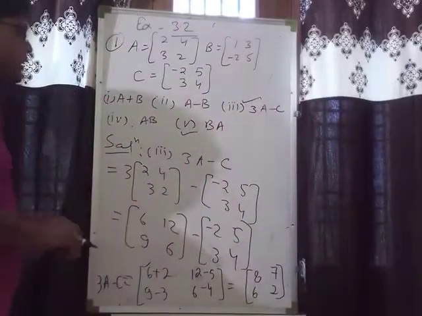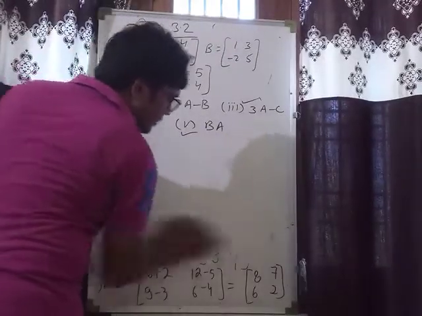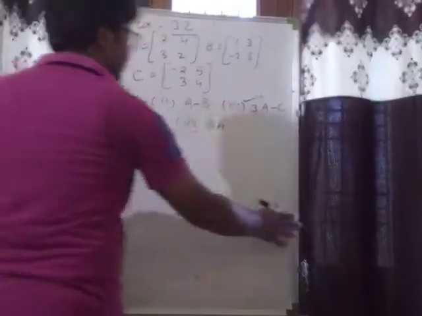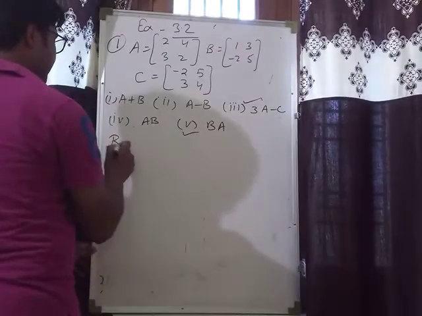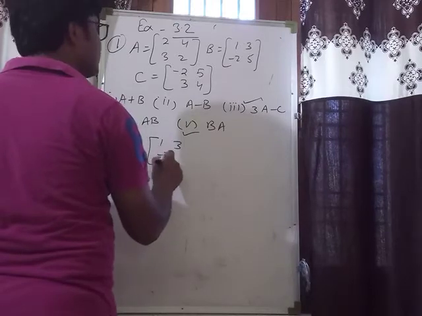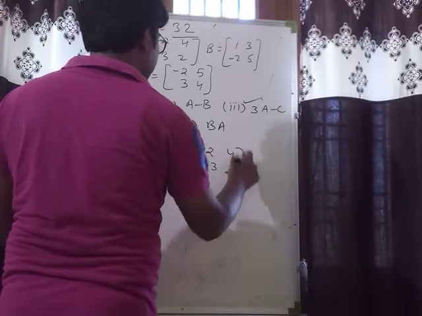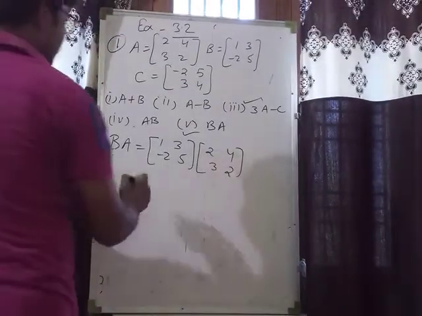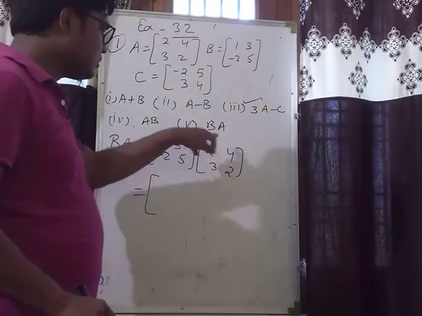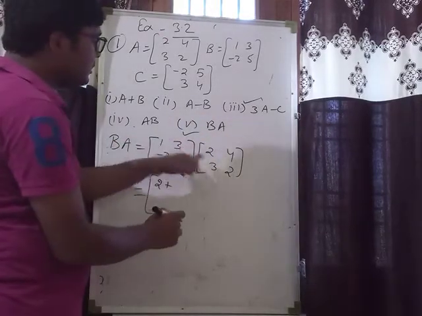Now I am going to find out BA. B into A. BA. See BA. So here B is this one, that is 1, 3, minus 2, 5. And A is 2, 4, 3, 2. Okay. See, B into A. So first row, first column. 1 into 2, 2 plus 3 into 3, 9.